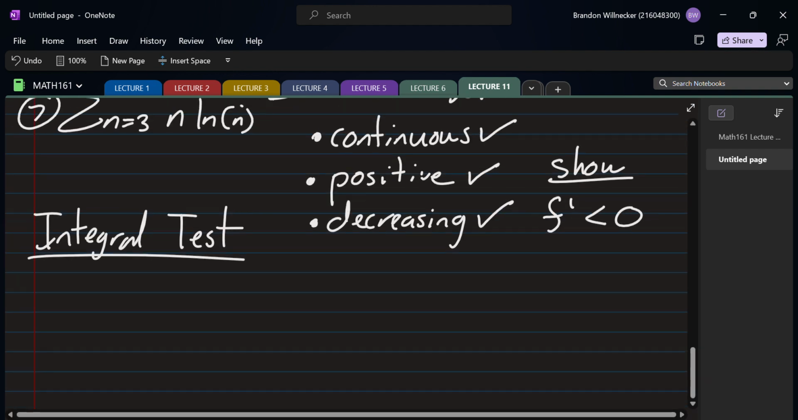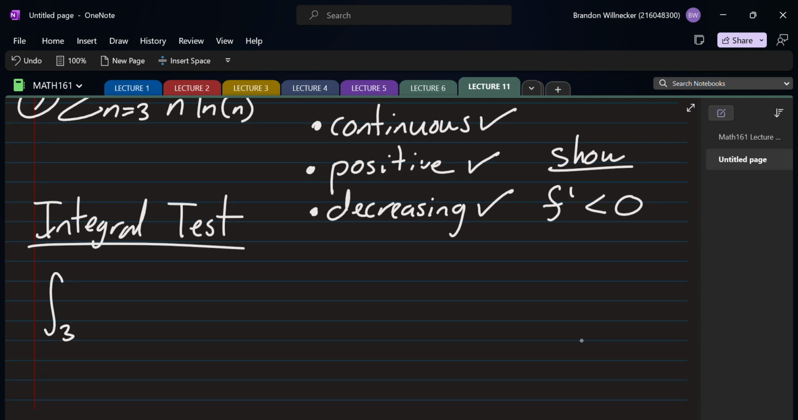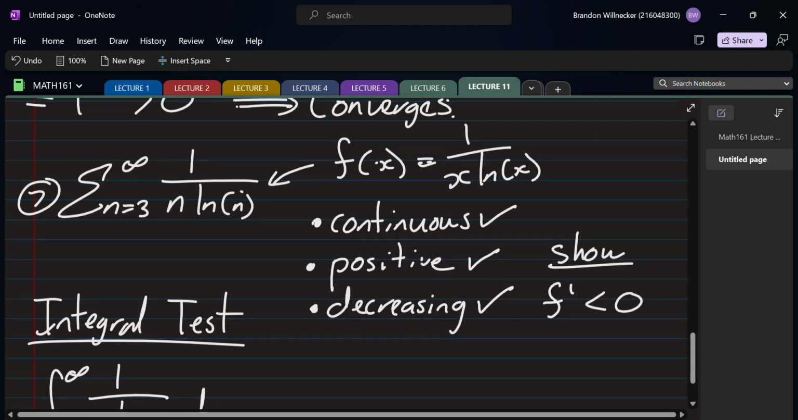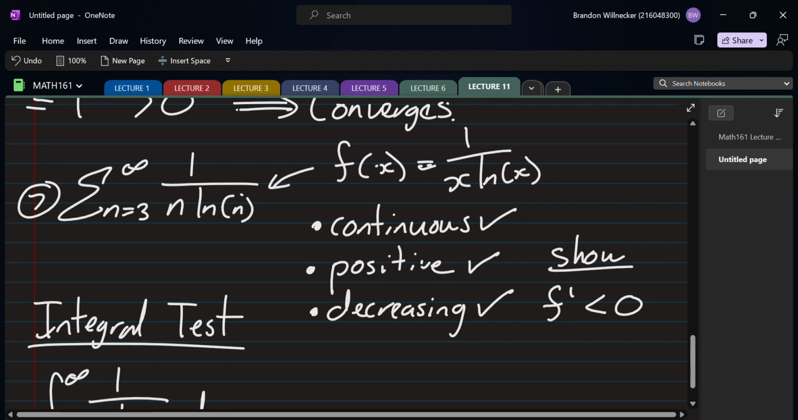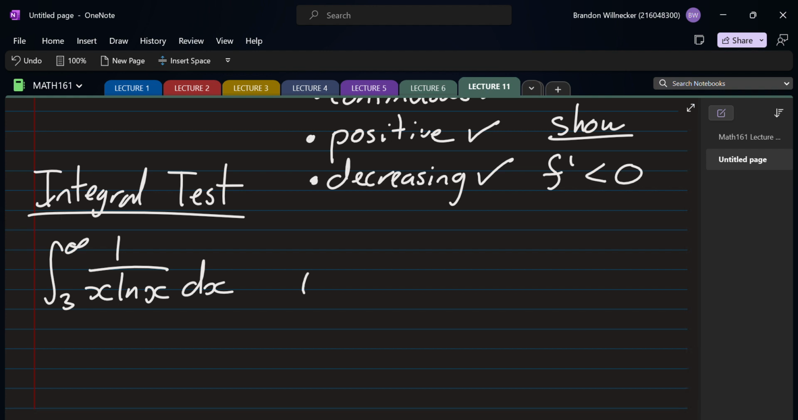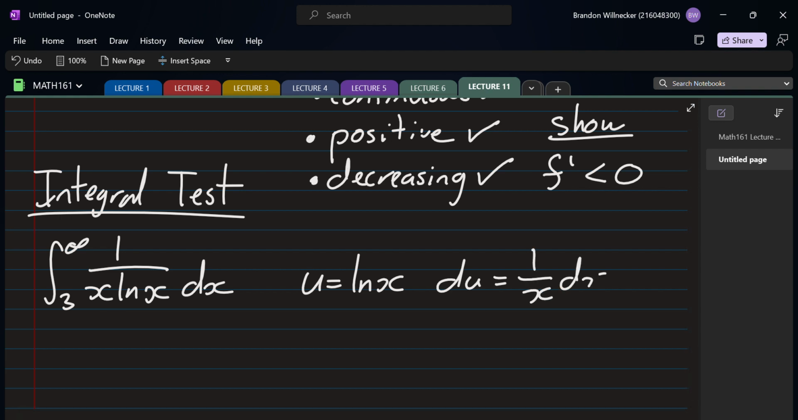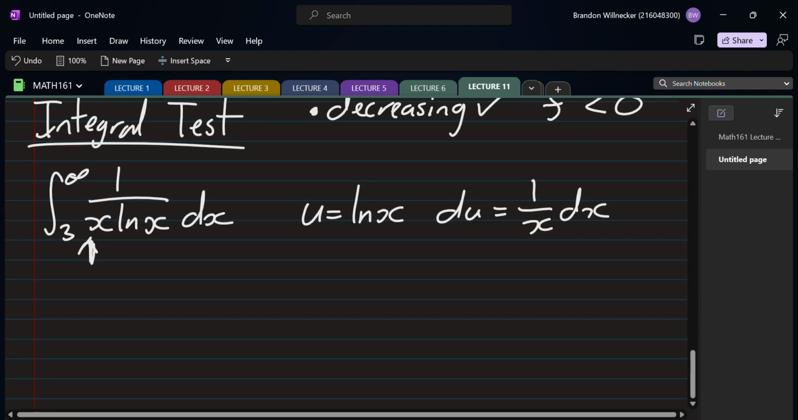Okay, so what do we do? We replace the series with an integral. So we have the integral from 3 to infinity of 1 over x natural log of x dx. So we replace the n with x. For this it will be easy to do a u substitution. So u is the natural log of x, because du will give us 1 over x dx, which is what we need for that bit over there.